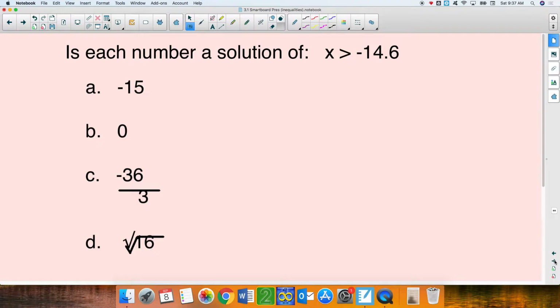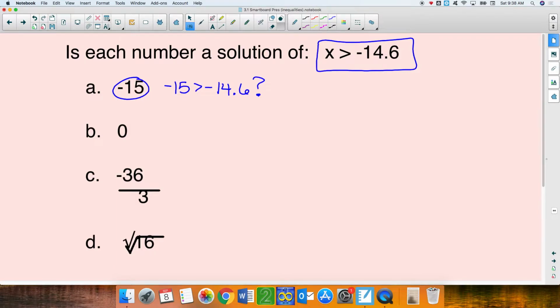First example, the question is: is each number a solution of this inequality right here, which we would read x greater than negative 14.6. On A, the question is: is negative 15 greater than negative 14.6? You're just taking this number and plugging it into your x.